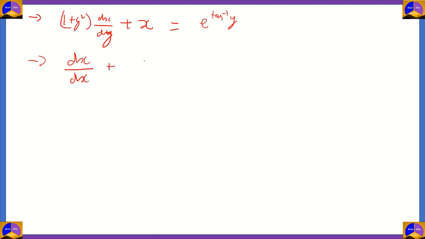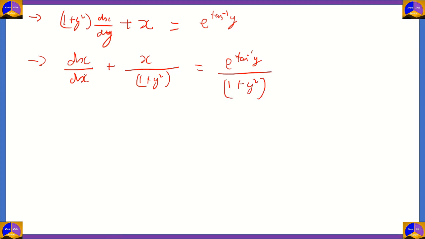The equation now becomes (1 + y²) dx/dy. Minus x is taken to the left hand side, so that becomes plus x, and that is equal to e^(tan⁻¹y). So as you can see, Q is in terms of y. We have to make this into a standard form of a linear differential equation. So dx/dy + x/(1 + y²) is equal to e^(tan⁻¹y)/(1 + y²). So this is our linear differential equation.